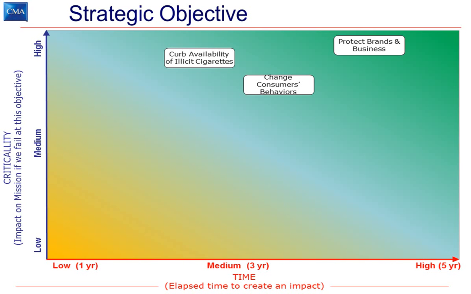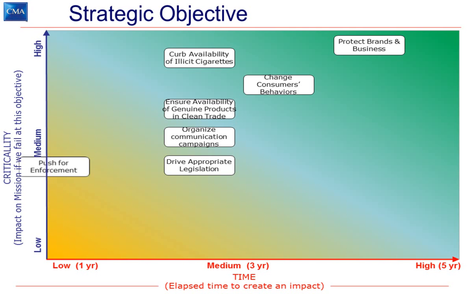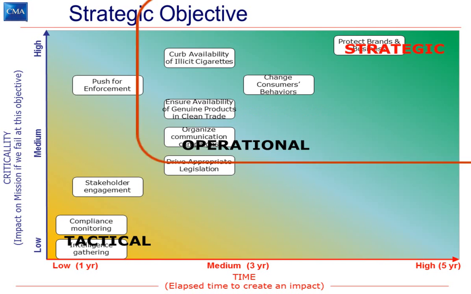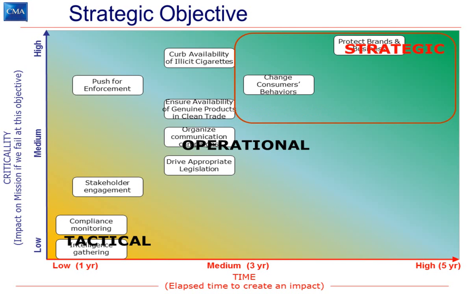Curbing availability of illicit cigarettes is more critical, but not so hard to do in terms of elapsed time. And so the objectives can begin to get plotted across this axis. For the purposes of conversation, as you get towards the bottom left, they're more tactical, and towards the top right, they're more strategic. So that may help us determine which ones should appear on a strategy map or not.